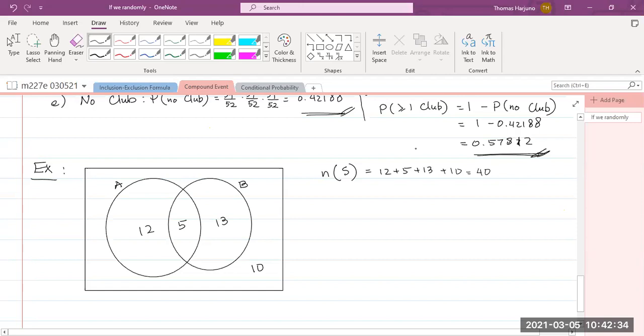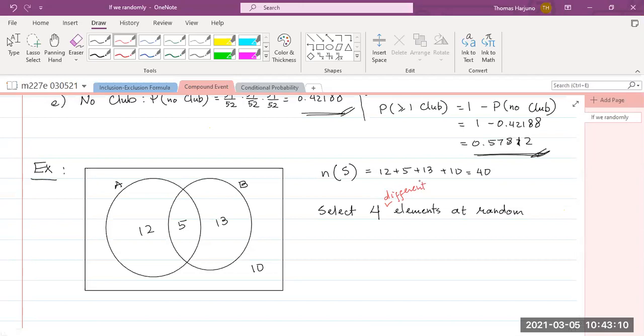Now what we will do is the following. Let's say we select 4 elements from this Venn diagram at random. Let me emphasize that it is without replacement by saying 4 different elements. Therefore, we won't be able to select the same element twice or more. Okay, suppose we select 4 elements at random.